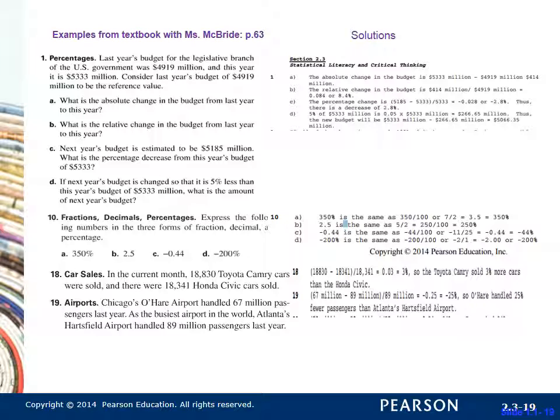Okay. If you want to pause it and try number 19 without looking, go ahead and do that. If you click on the slide, it should pause it.